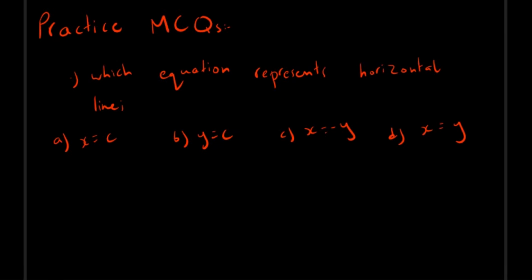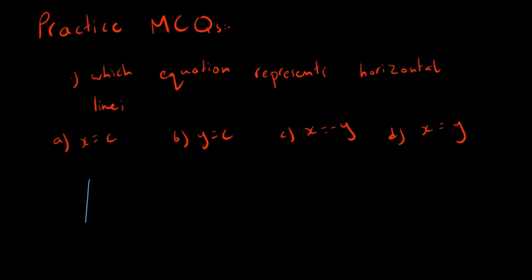Okay, now we just have to see which equation represents a horizontal line. x = c, y = c, x = -y या x = y. So हम left से start करते हैं. I know कि x = c का मतलब है कि x is a constant and it will be a constant throughout the graph. So that is a vertical line.